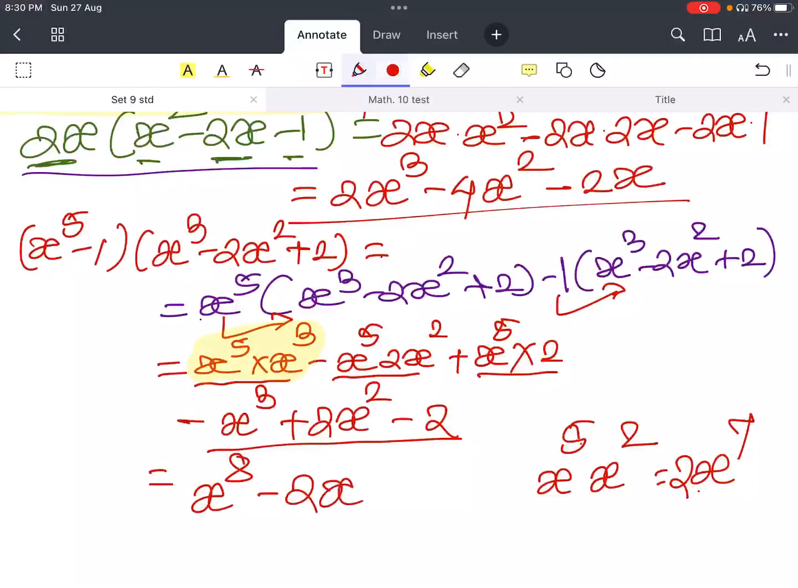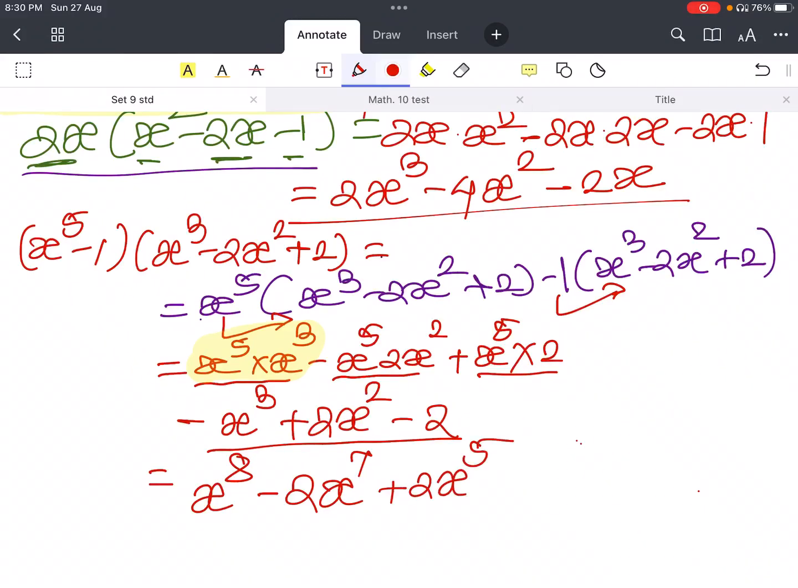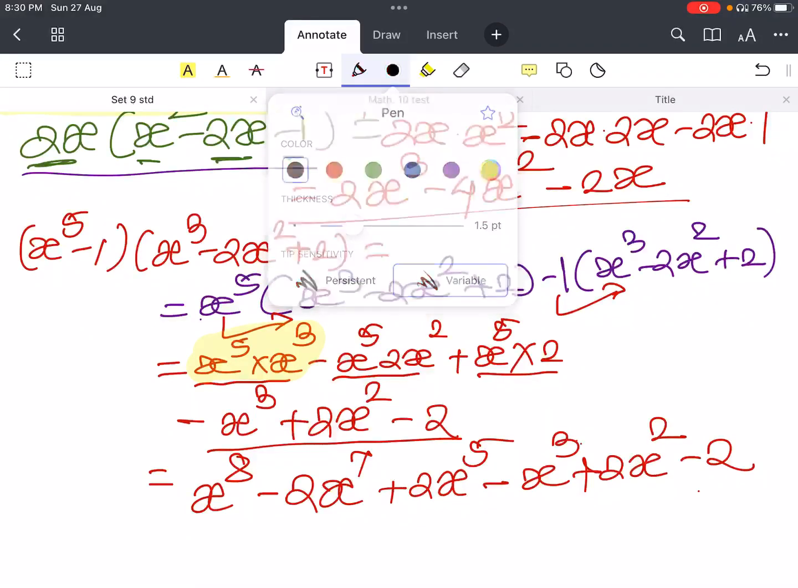So it is minus 2x raised to 7. Clear? Next one, x raised to 5 into 2, obviously 2x raised to 5, minus x cube plus 2x square minus 2 as it is. Okay.